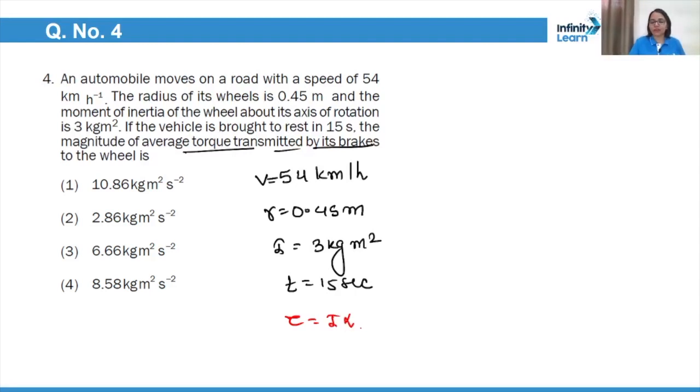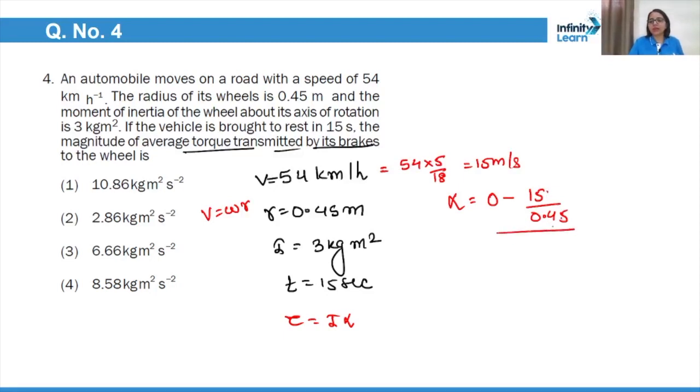We need to find alpha first. So alpha, in this case, the magnitude of alpha will be change in omega divided by time. So final omega will be 0 minus initial omega. So V is equal to omega R, so omega will be V upon R. But V is in kilometer per hour, so it is 54 into 5 by 18. So this is 15 meter per second. So it is 15 divided by 0.45. V upon R will be omega, divided by time, which is 15 seconds.